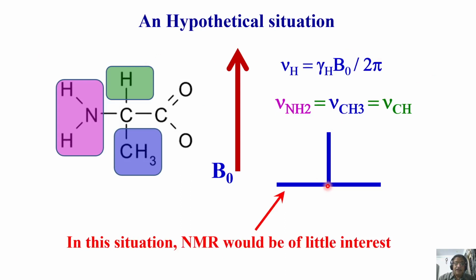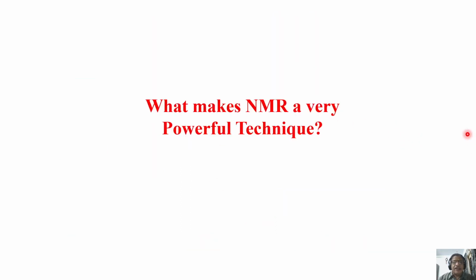If that is the case, NMR would be of very little interest for us, because the interest of the NMR is not just observing one single peak for any given molecule. Remember I said NMR is an ubiquitous technique which is used in various branches of science. This NMR utility would not have been there and the interest would have died down long ago. So the question comes, what makes NMR a very powerful technique? Let us answer this question now.